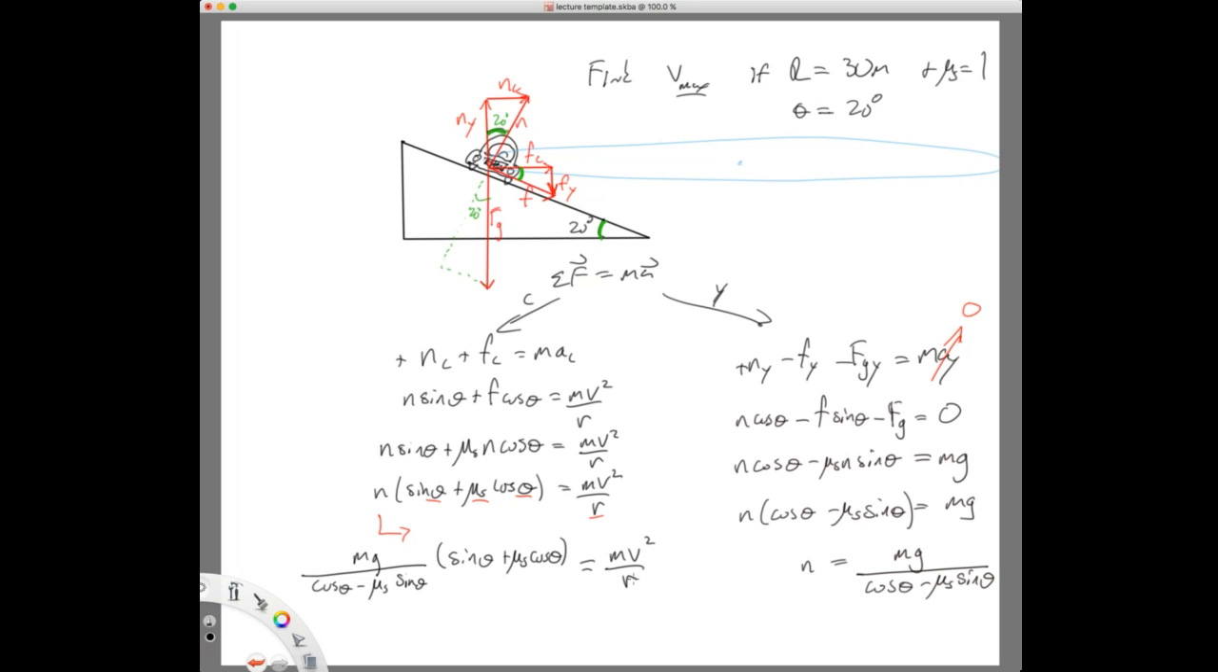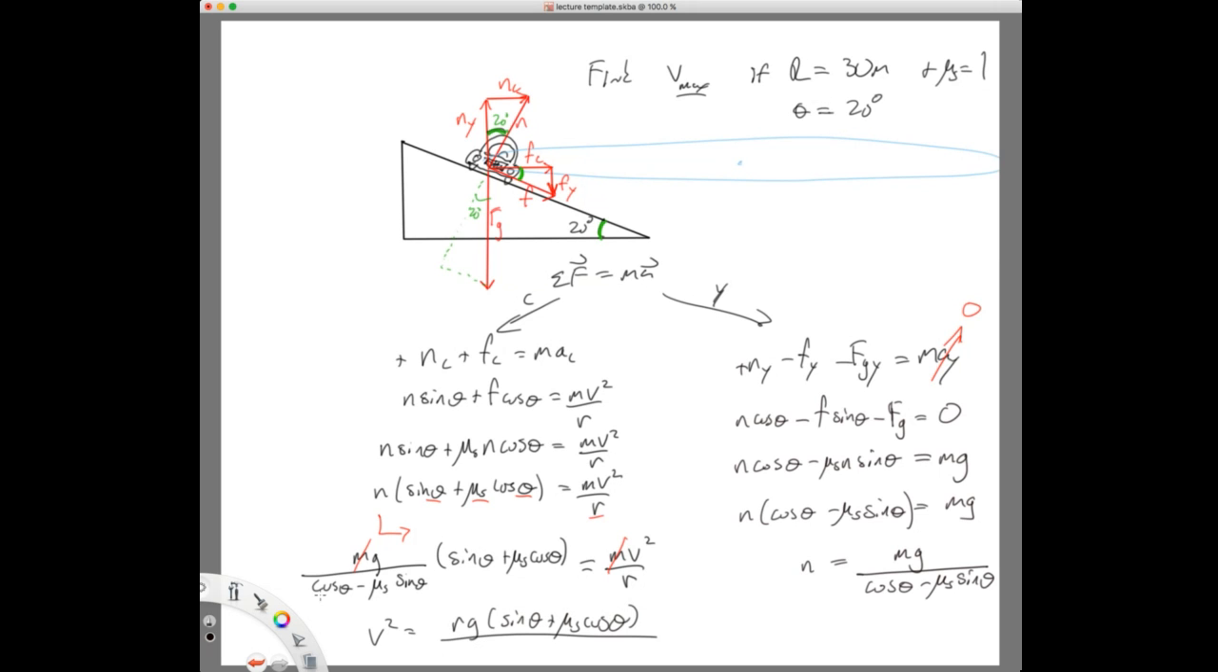And I really cannot simplify this too much, other than to notice that both sides have an m. The m is multiplying everything on the left, and it's also multiplying everything on the right, and so therefore it just cancels. So I want to try to solve for v squared. I'm going to multiply both sides by r. That's going to give me r times g times sine of theta plus mu static cosine of theta.